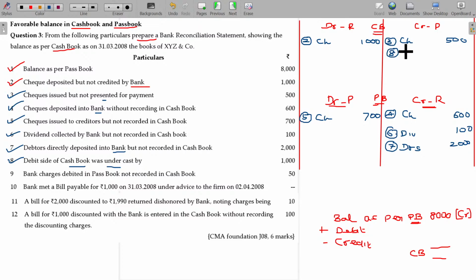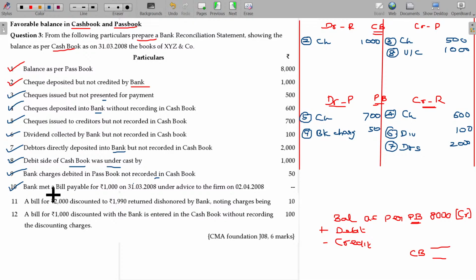8th, undercasting error. Value rupees 1,000. Bank charges debited by passbook not recorded. So bank charges, value being 50. Unless I was intimated, I could not record, so I have not recorded.